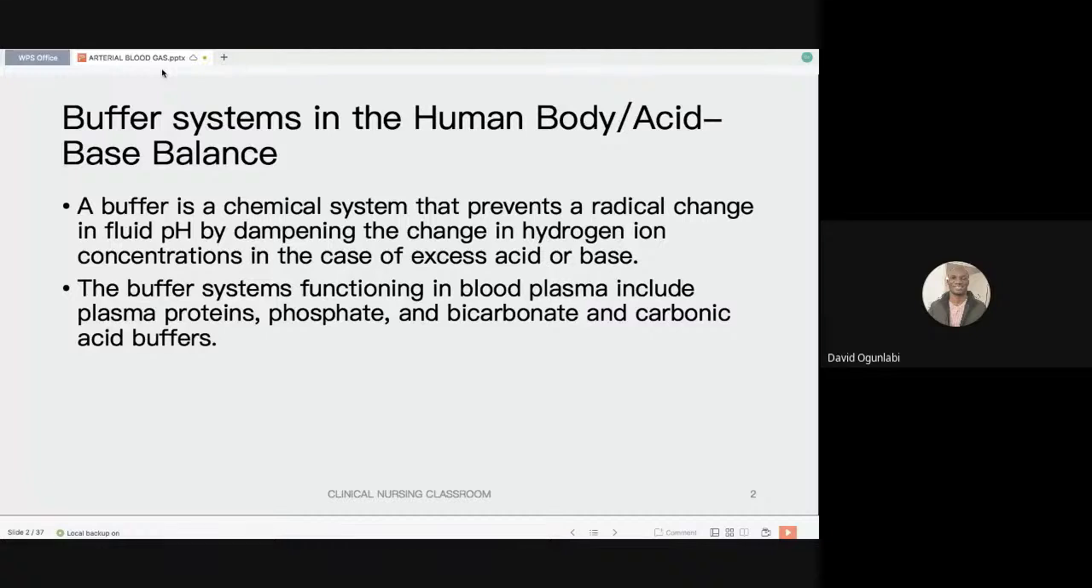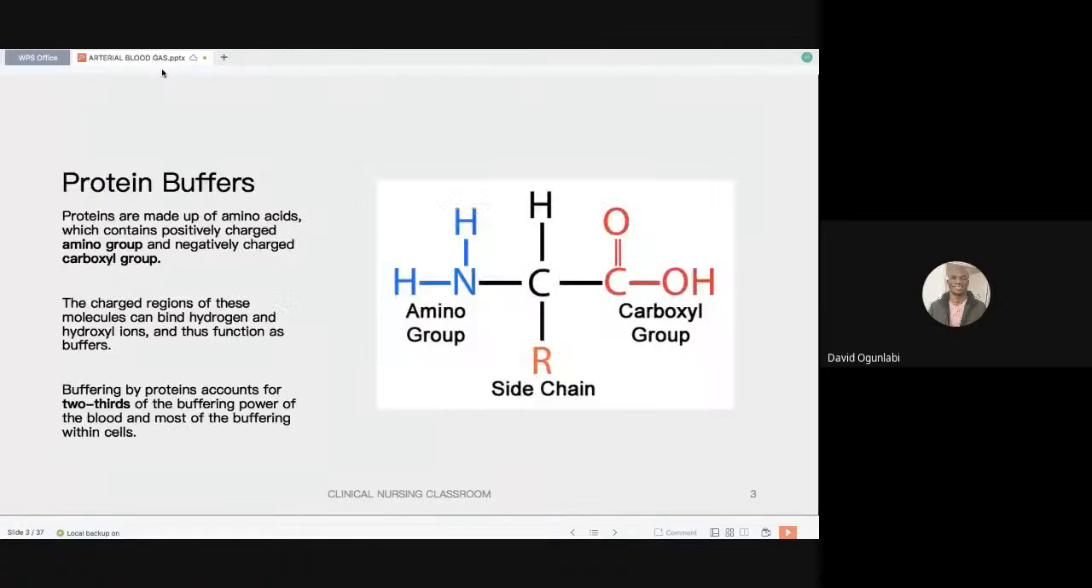The buffer systems functioning in the blood plasma include plasma proteins, phosphates, bicarbonate, and carbonic acid buffers. So you can get a place and just highlight all these points. Yeah, so let's go on. I will not dwell on this. If I dwell on this, we will take so much time, maybe some other time. There are some things I prepared, but I will not go into this today.